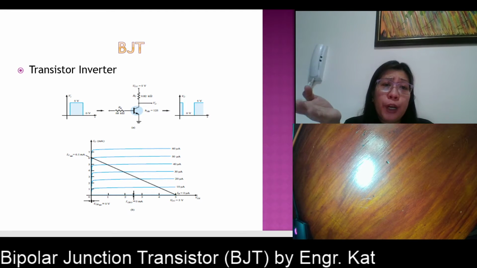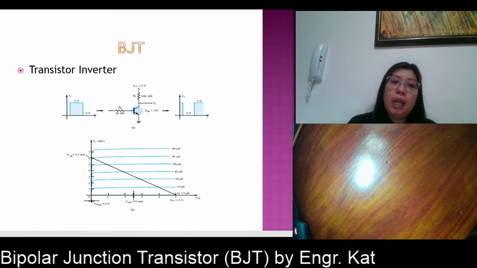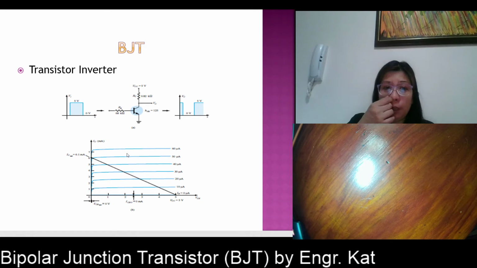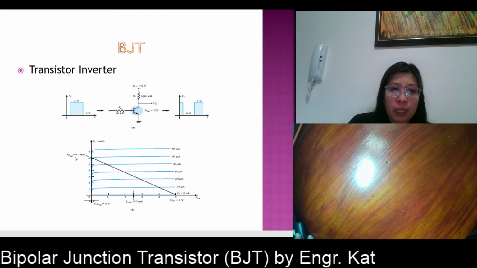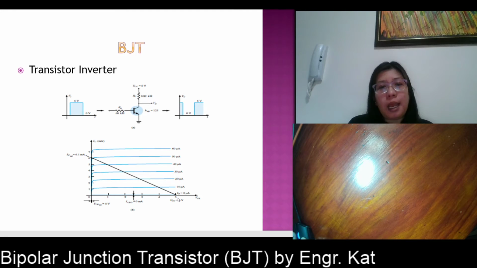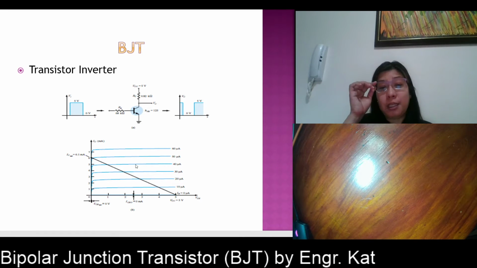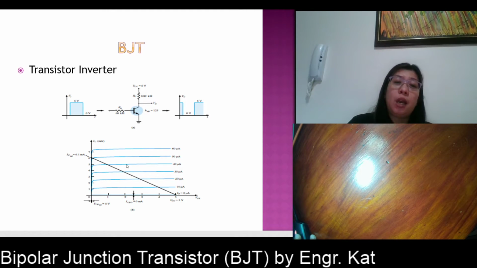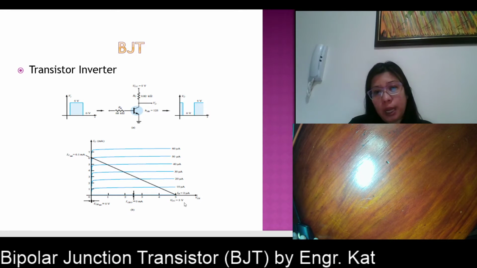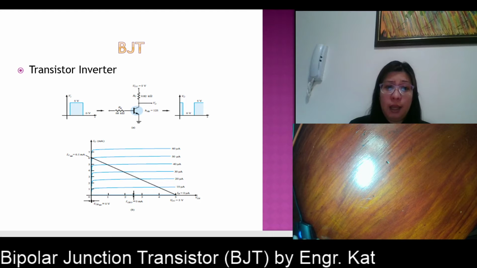For your transistor to function as an inverter, your Q point must be located at the saturation and the cutoff regions. When your Q point lies in the active region, your transistor is functioning as an amplifier. But if your Q point shifts from saturation to cutoff and vice versa, that is when your transistor is functioning as an inverter or as a switch.